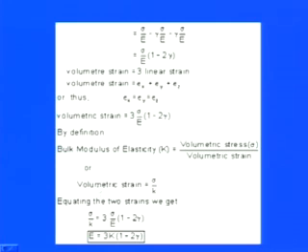If we equate those things, the sigma goes out, the stress component cancels. So what we have at the end is E, the Young's modulus of elasticity, equals 3 times K, the bulk modulus of elasticity, into (1 minus 2 times mu), where mu is the Poisson ratio.